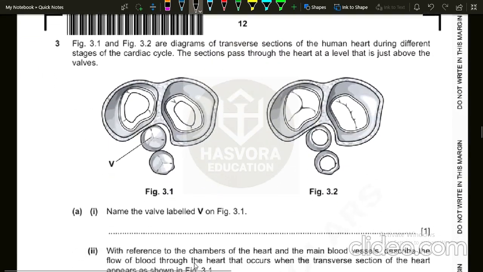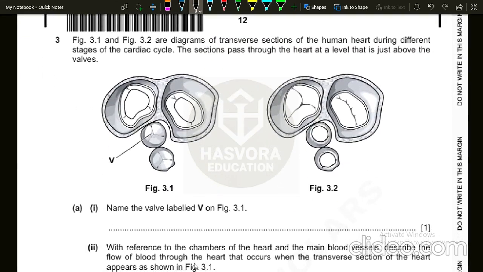Then we have the third question. Figure 3.1 and figure 3.2 are the diagrams of the transverse section of the human heart during the different stages of the cardiac cycle. The sections pass through the heart at a level that is just above the valves.